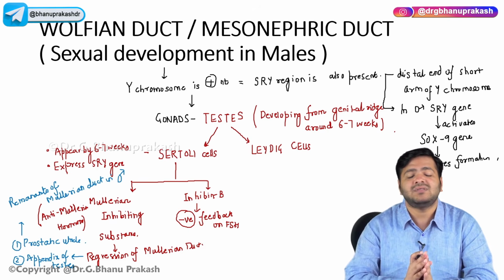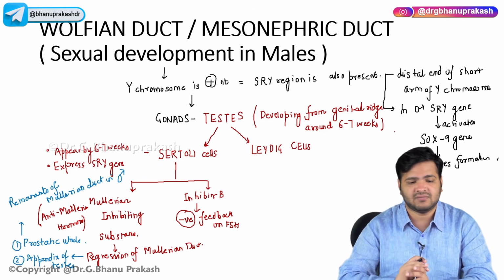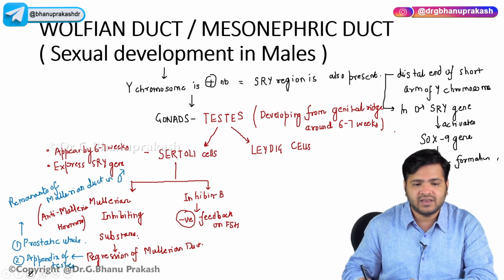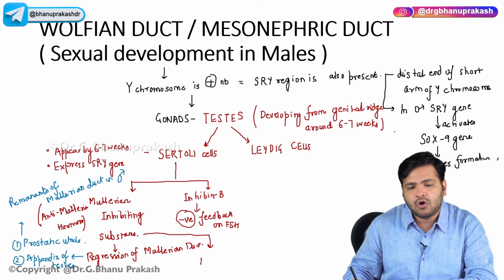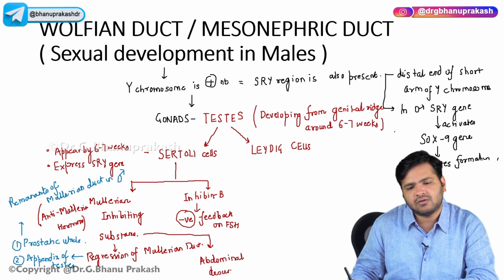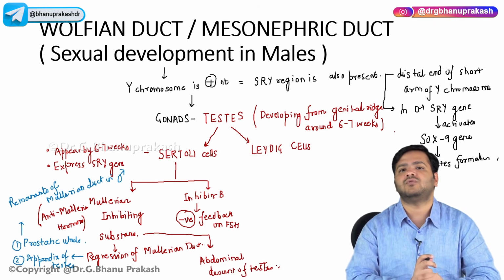And remember one more thing that the Müllerian inhibiting substance is doing: it is helping in the abdominal descent of the testis also, right? So the Müllerian inhibiting substance is responsible for abdominal descent of the testis. This is something that you have to remember.